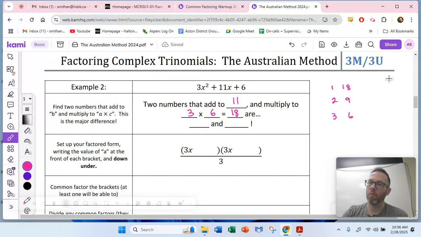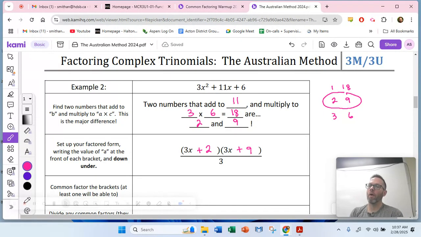And we can see we're moving a little faster now through our factoring problems because we've done many. 2 and 9 fit the bill. 2 and 9 are those two numbers. And so we set up our factored form. 2 brackets. This time, because the a value is 3, it's 3x, and then 3 down under. Then you plug in your two numbers, plus 2 and plus 9.